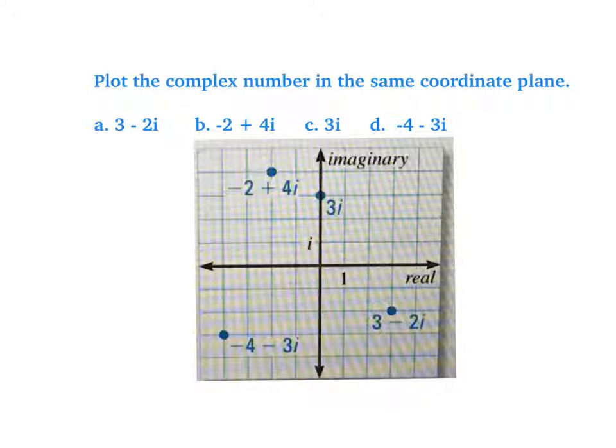Okay, a couple more quick things here. It says plot the complex number in the same coordinate plane. Now, when you're doing complex numbers, instead of an x and a y axis, we're going to have a real axis and an imaginary axis. The real axis is what the x-axis used to be. Imaginary is what the y used to be. So if I'm going to do 3 minus 2i, I'm going 3 to the right, down 2. There's my point. If I'm going to do negative 2 plus 4i, I'm going left 2, up 4. There's my point. Part C is just 3i, so I'm not going left or right at all, just going up to 3i. And if I'm going to do the last one, negative 4 minus 3i, I'm going negative 4 on the real, down 3 on the imaginary, and there's my point again. So very easy right there, I think.